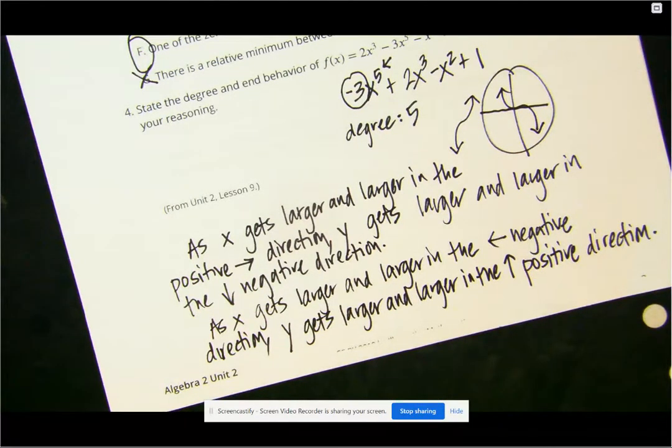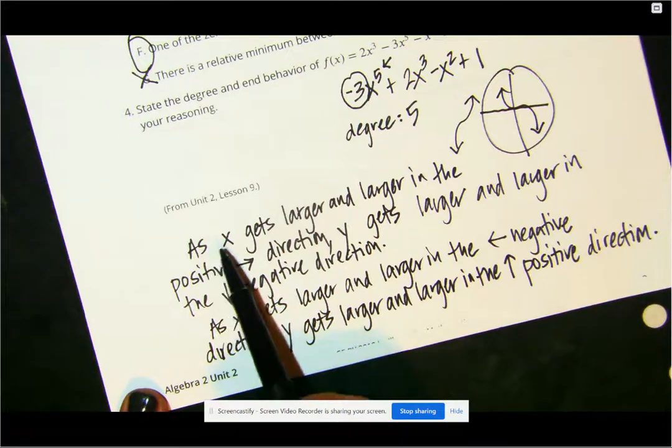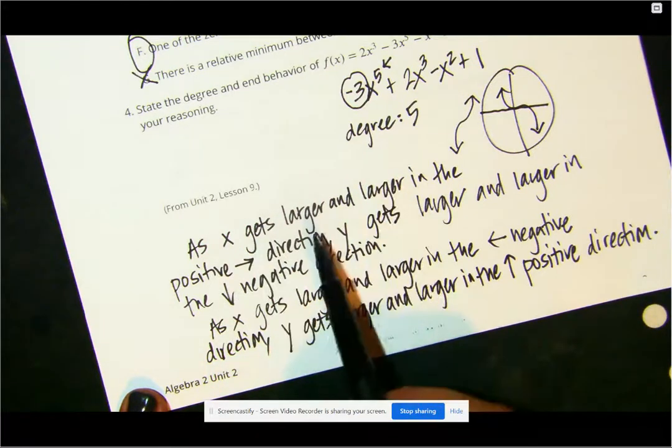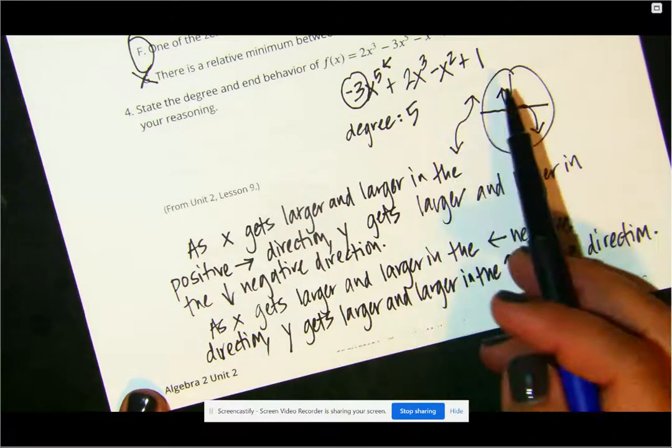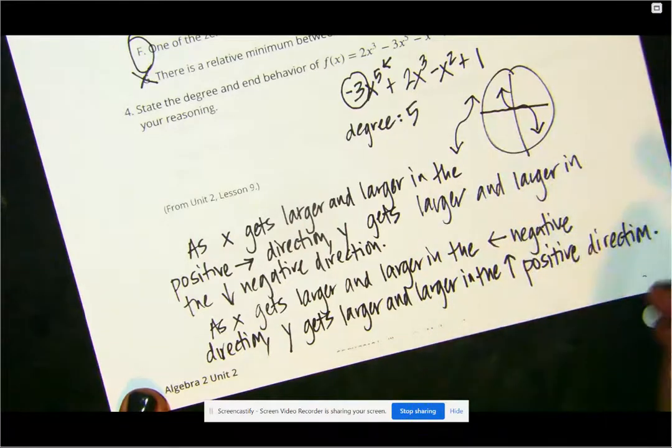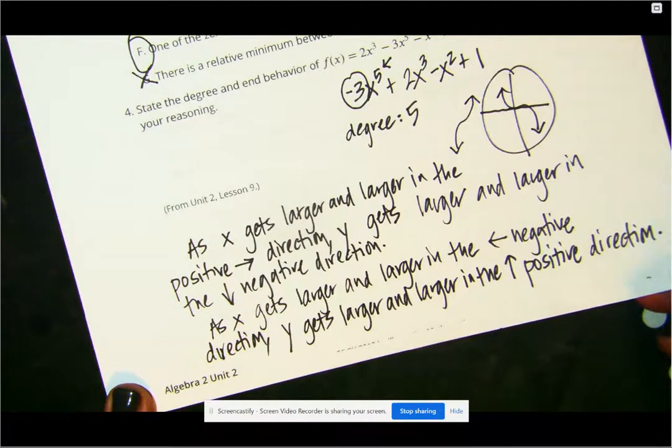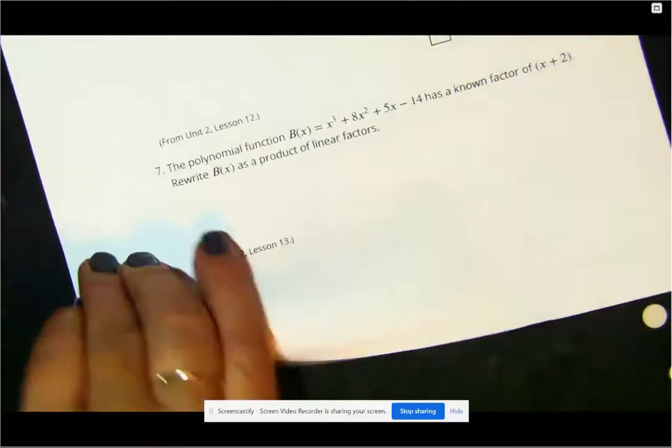And remember, the only thing you really change there is the way y behaves. This part of the sentence, as x gets larger and larger in the positive direction, you always say that. You always have to consider when you go to the right, and then you always have to consider, well, what happens when I go to the left, which is getting larger and larger negative. All right, number 5.